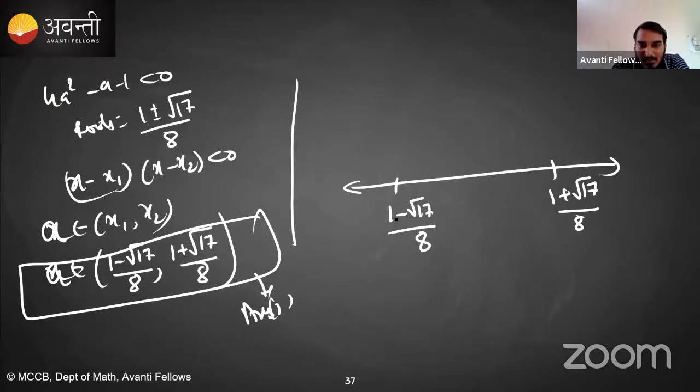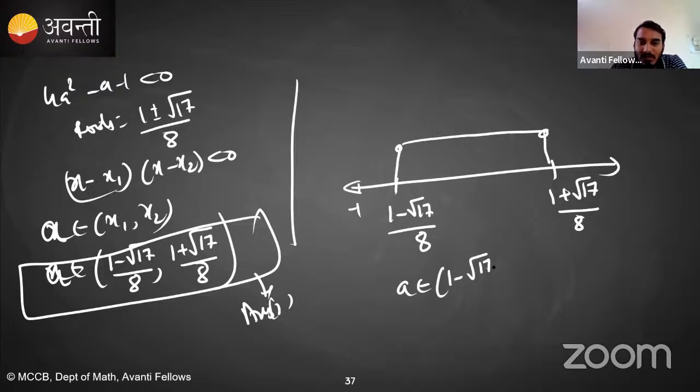See, it is very simple. a minus 1 should be somewhere here because this will, let's say, be roughly 4. So 1 minus 4 by 8, minus 3 by 8. Right? So simply this is your answer. So final answer क्या हो गया? a belonging to 1 minus root 17 by 8 to 1 plus root 17 by 8.